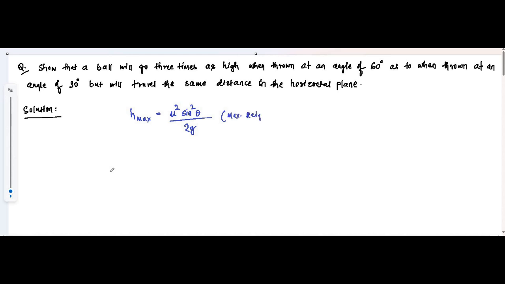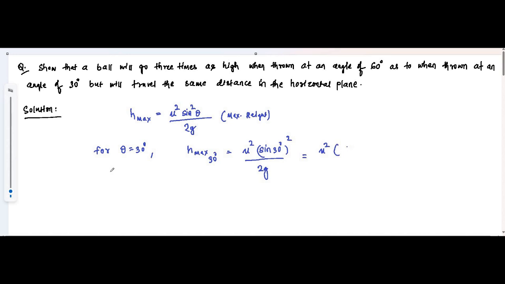Now for theta equals 30 degree, let's say, what is the maximum height? So Hmax for 30 degree is equal to u square sine 30 degree square by 2g. Because everything else is the same, the projection velocity is the same. So in both the cases, only the projection angle with respect to the horizontal is different.